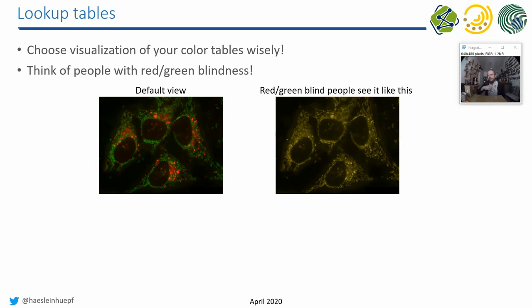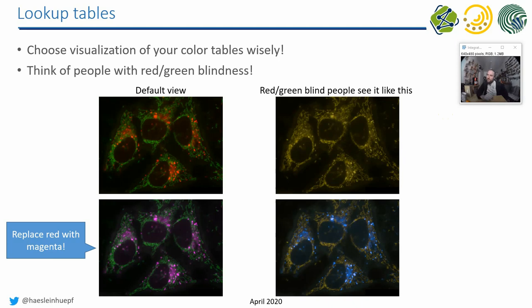And they would now say, yeah, the image on the left and the image on the right look exactly the same. But all the other people in the room may not agree on that. So we have here an image of a green channel and a red channel, and this is yellowish. It appears like that to people who are red-green blind. And in order to improve the visualization for people with this problem, replace red with magenta.